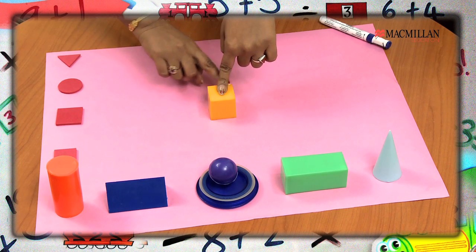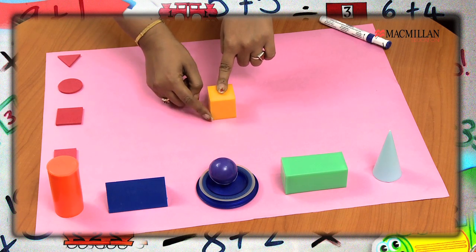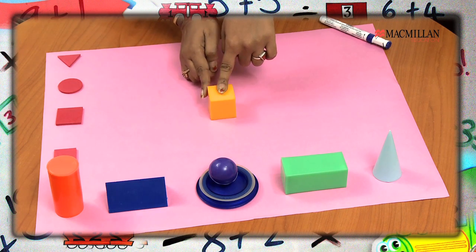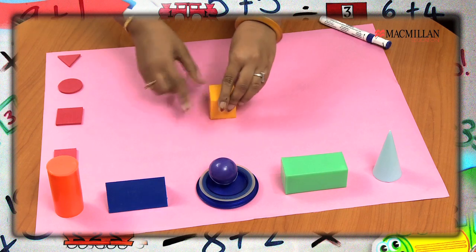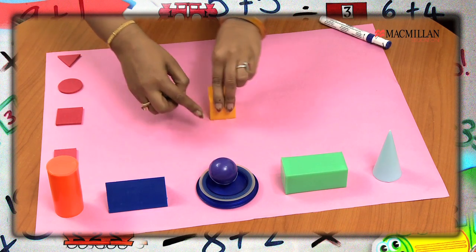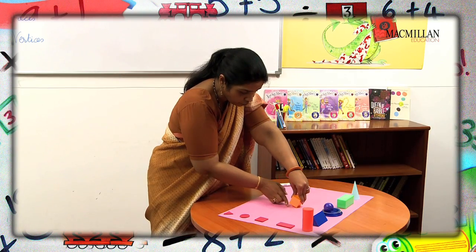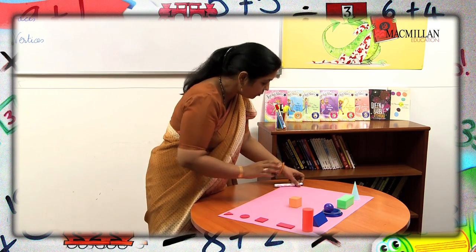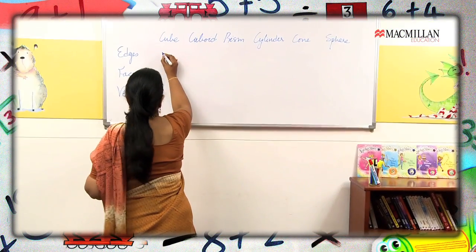So let us see how many edges does a cube have. 1, 2, 3, 4, 5, 6, 7, 8, 9, 10, 11 and of course 12. So a cube has 12 edges.